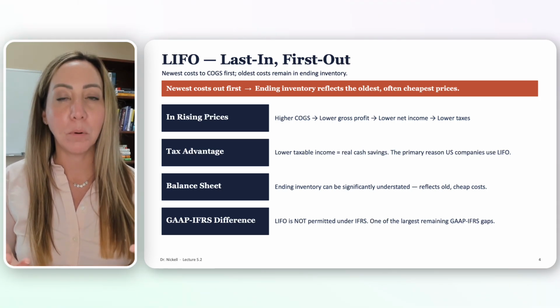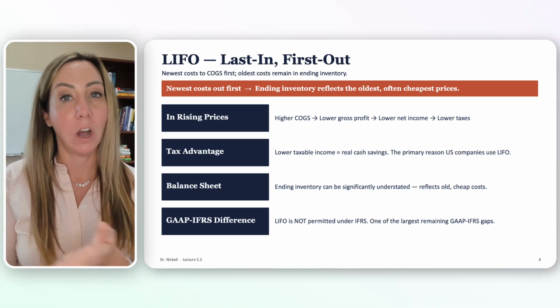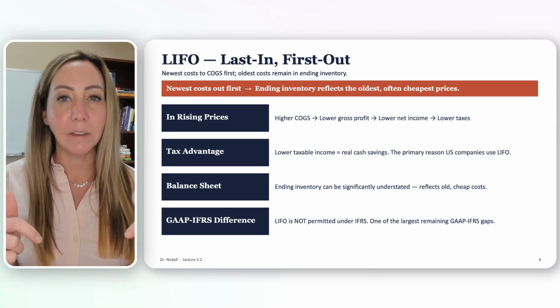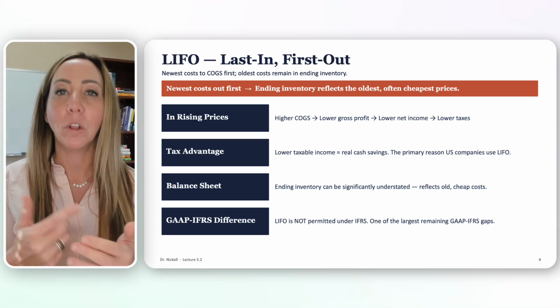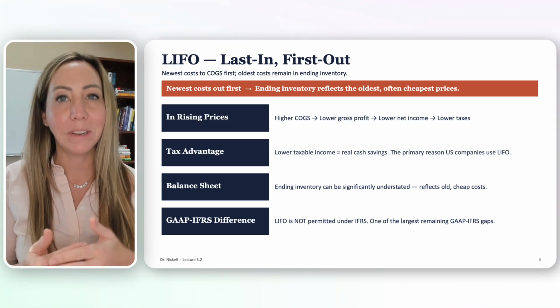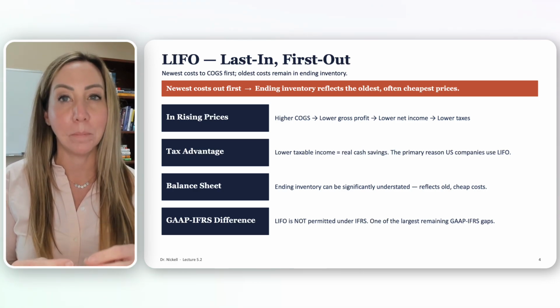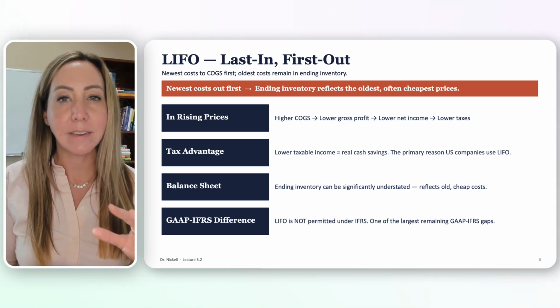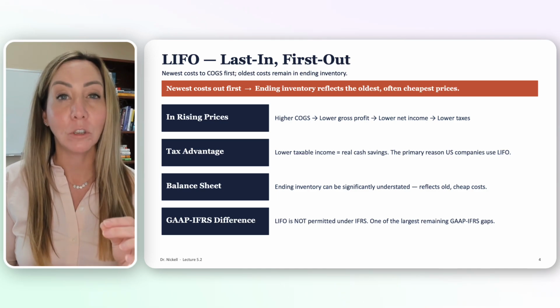In a period of rising prices, LIFO produces higher cost of goods sold, lower gross profit, lower net income, but also lower taxes, and that last point is the primary reason many US companies have historically chosen LIFO. The tax savings can be substantial for large inventory-intensive businesses.